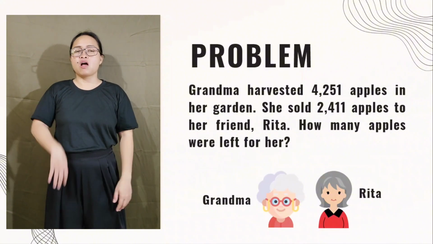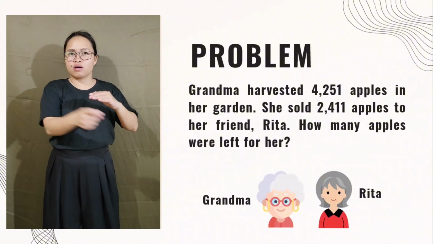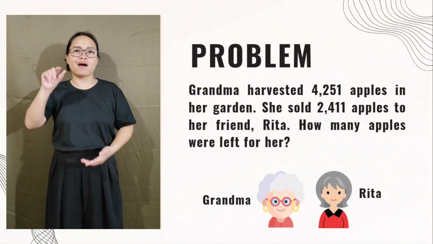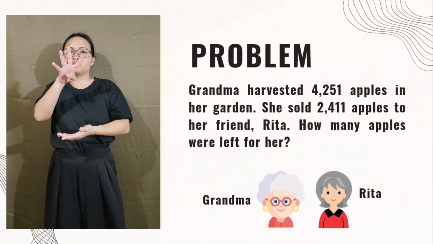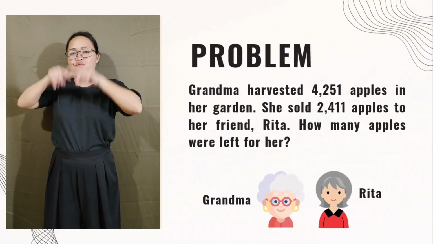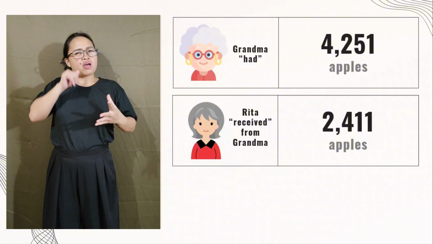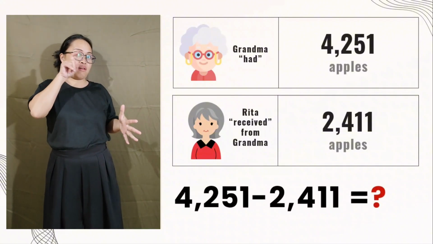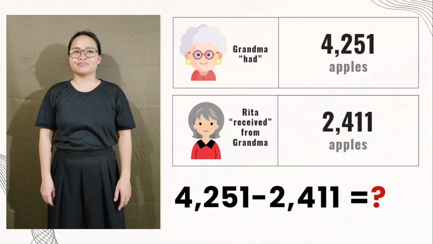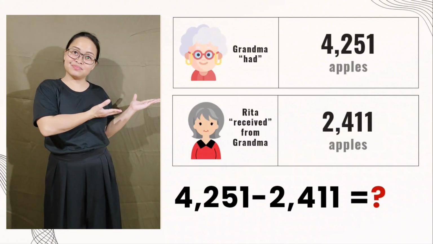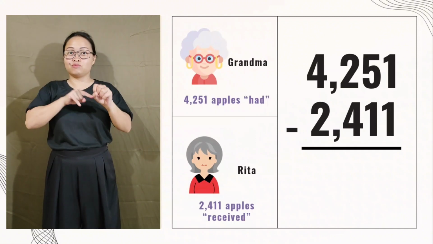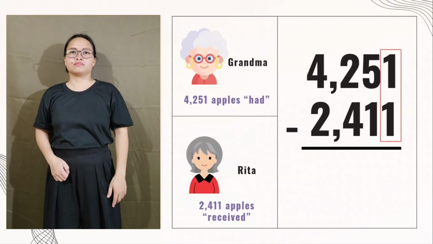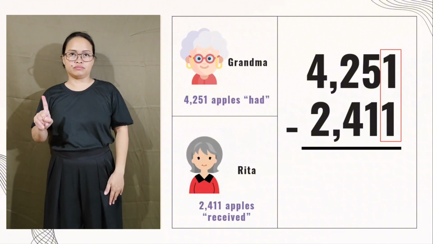Another problem. Grandma harvested 4,251 apples in her garden. She sold 2,411 apples to her friend Rita. How many apples were left for her? Now let's start subtracting. 1 minus 1, that would be 0.